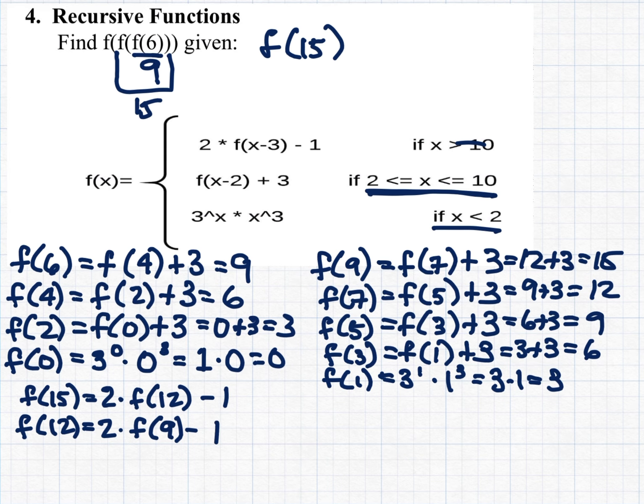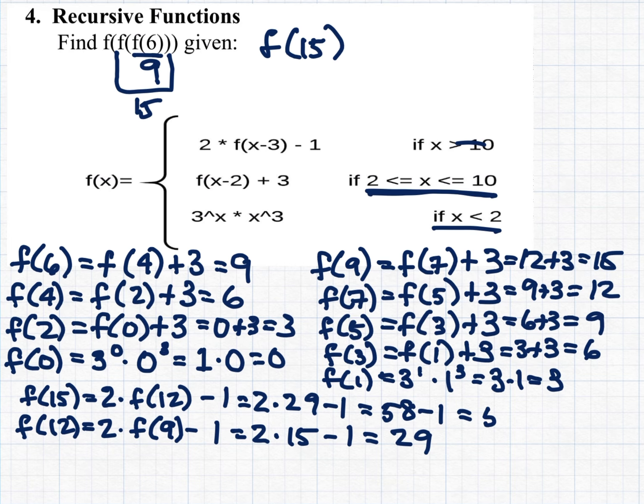This time we have already solved f of 9, it's 15. So I can plug in 2 times 15 minus 1, which is going to give me 29. And then when I plug f of 12 back in here, 2 times 29 minus 1, that's going to give me 58 minus 1, which is going to give me 57, which will be my final f of 15 answer.